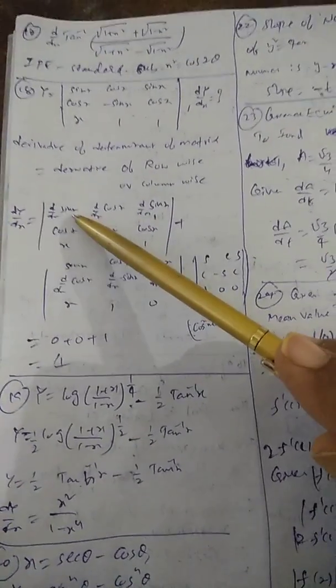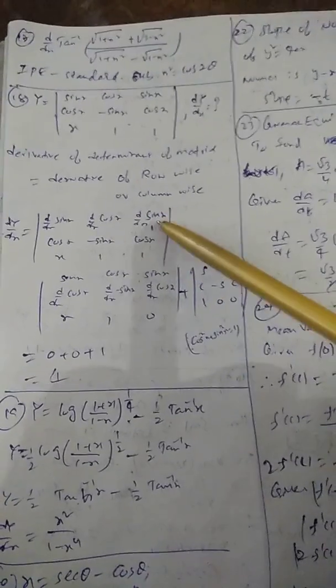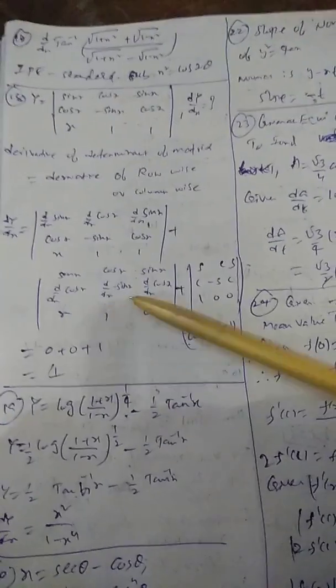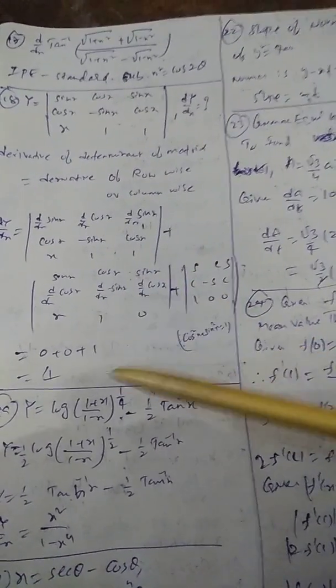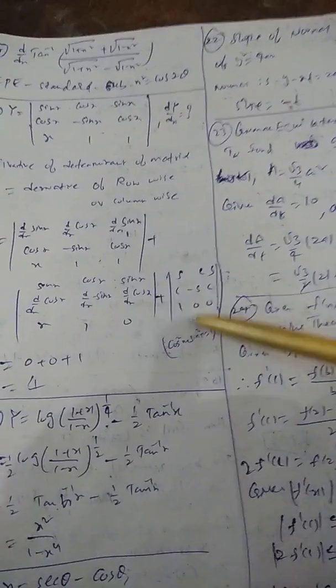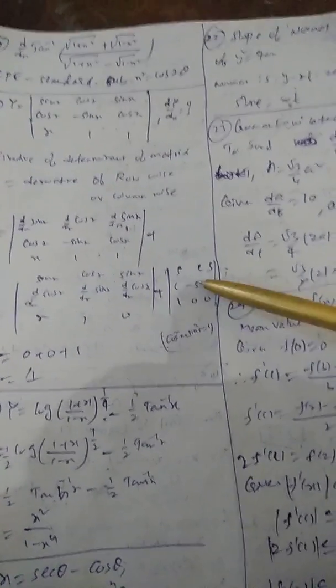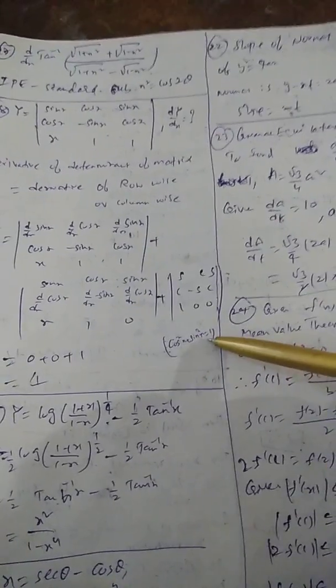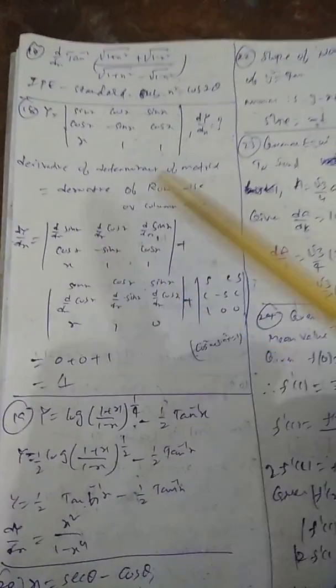So when we apply the derivative for first row elements, we will get two rows equal, so the determinant is 0. In the second one, two rows are equal, determinant is 0. In the third one, no two rows are equal. So finding the derivative of this third one, we will get 1 using cos square theta plus sin square theta equals 1. So the derivative dy by dx is 1 here.